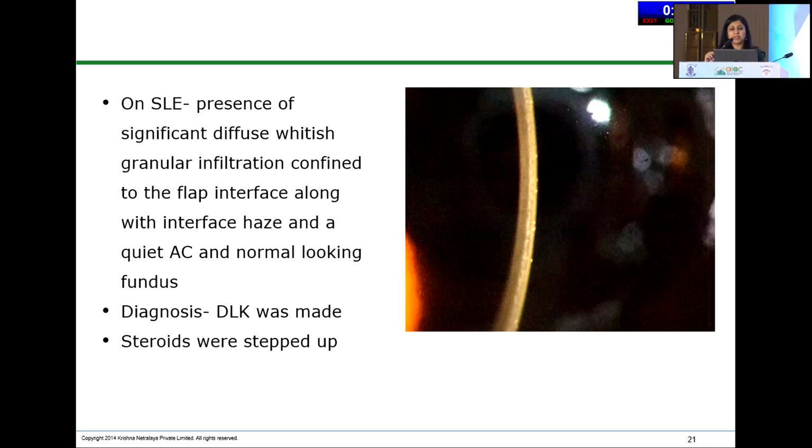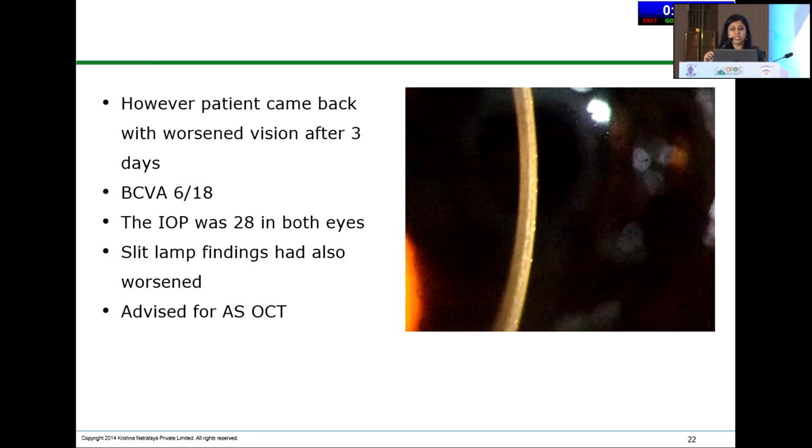Slit lamp examination revealed presence of significant diffuse whitish granular infiltration, quiet AC, and a normal looking fundus. So we thought this was a DLK, no brainer, we just stepped up the steroids. However, the patient came back with worsened vision after 3 days. The vision had dropped to 6/18. IOP had raised to 28 in both eyes, and slit lamp findings had also worsened.